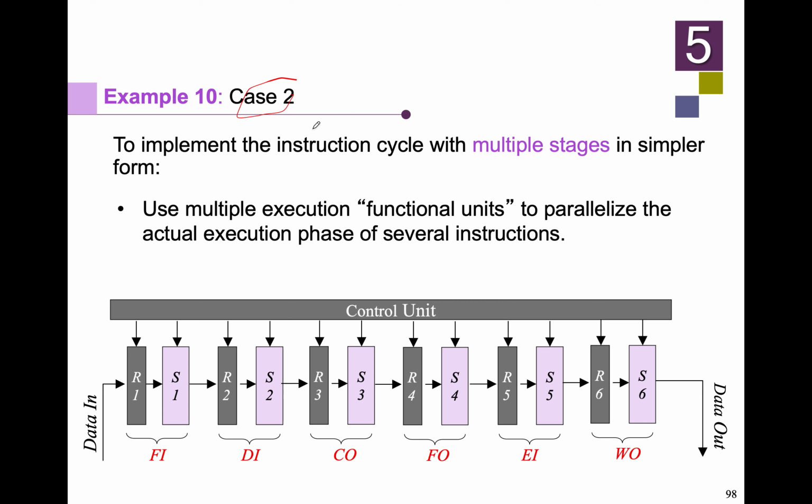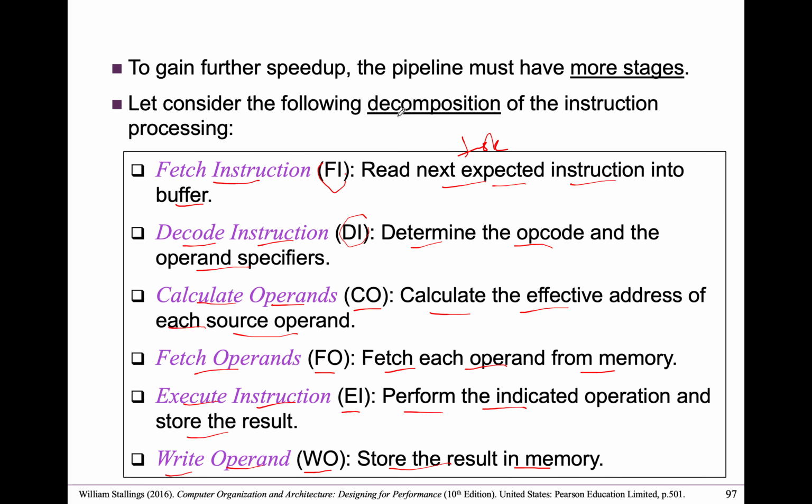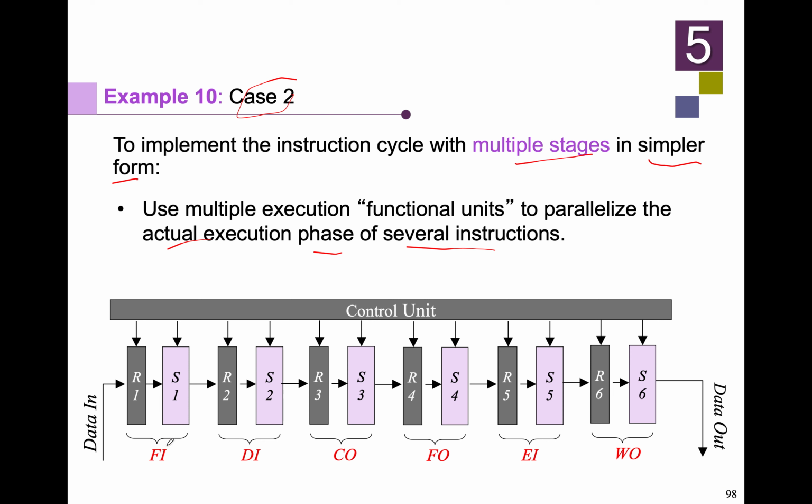Another example, case number 2. To implement the instruction cycle with multiple stages, you're going to see, wow, there are so many stages in simpler form. Use multiple execution functional units to parallelize the actual execution phase of several instructions. So you can see you have divided into each of the functions. This will be done by FI, DI, CO, FO, EI, WO. So you have the data in and data out.